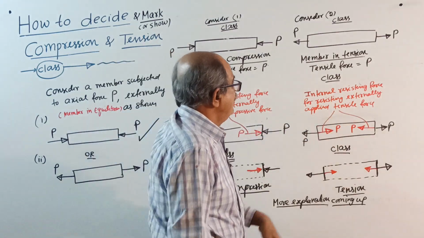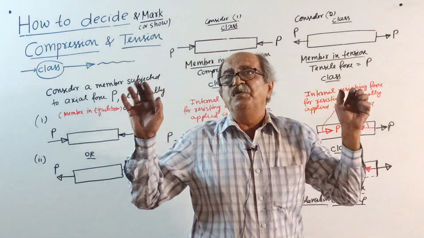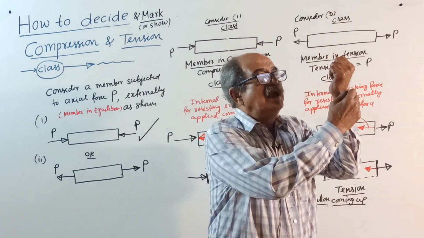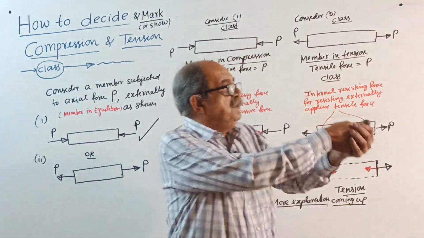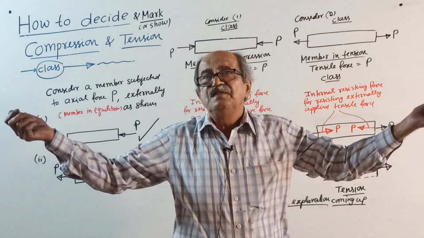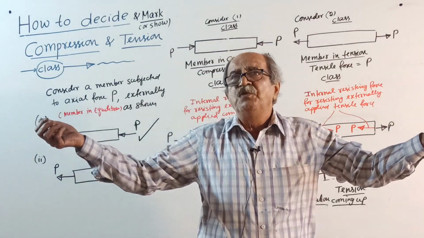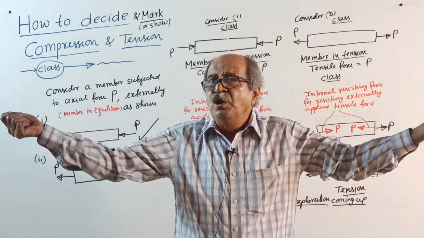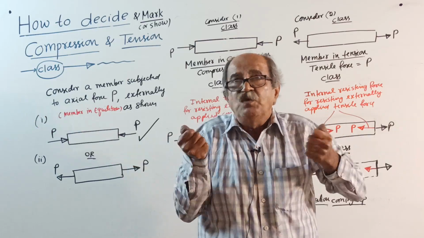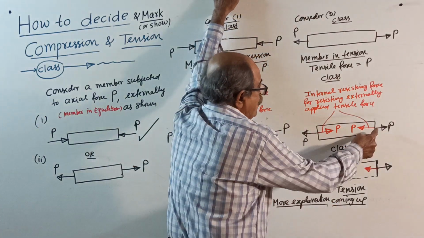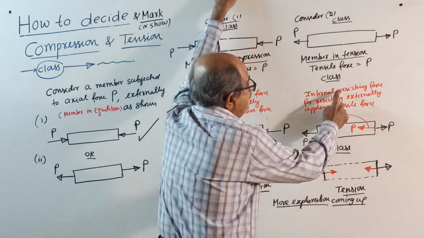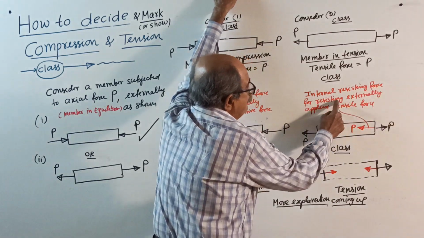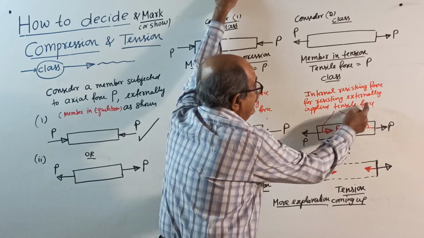Same way here. If I put this way, suppose someone will tie a rope here. Suppose they pull you outwards. Then what you will do? If you do not want your hand to move, if they pull you outwards, you will pull back inwards. This is internal resisting force for resisting externally applied tension force.